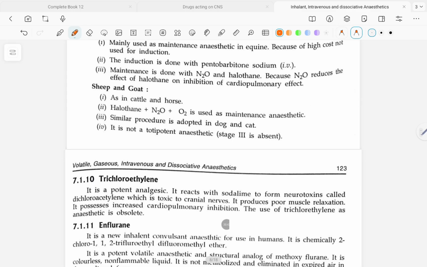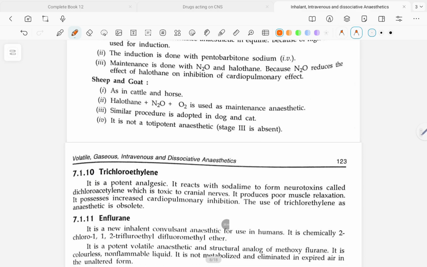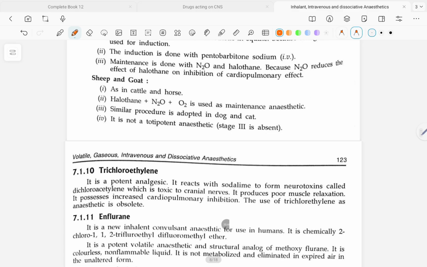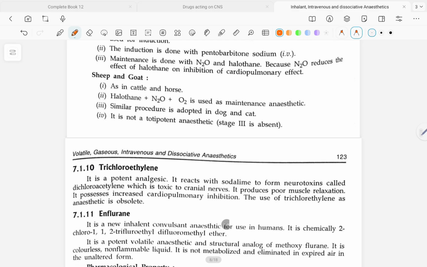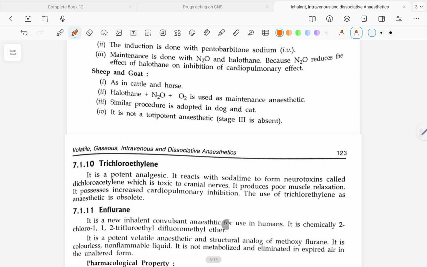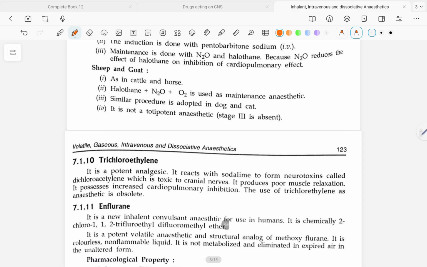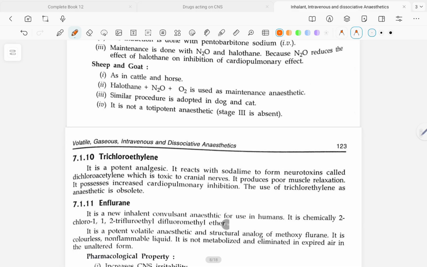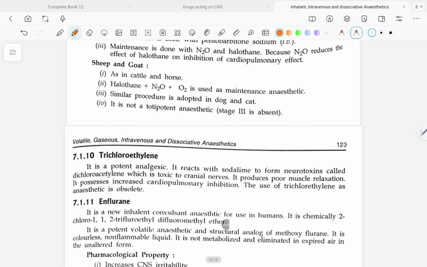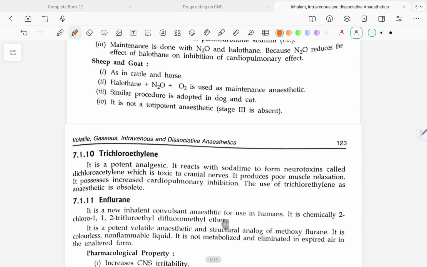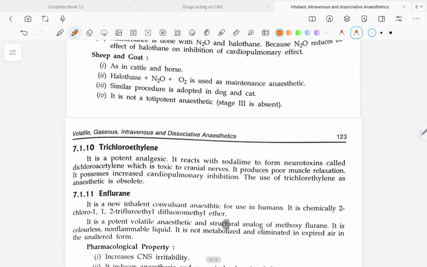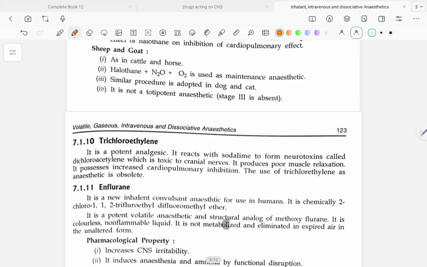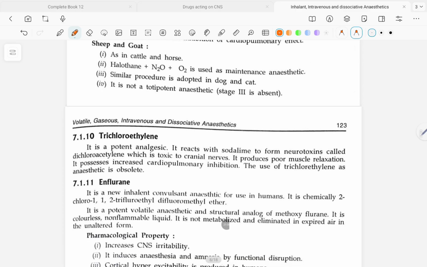pentobarbital sodium. Maintenance is done with N2O and halothane because N2O reduces the effect of halothane on cardiopulmonary inhibition. Sheep and goat: as in cattle and horse, halothane plus N2O plus O2 is used as maintenance anesthetic. Similar procedure is adopted in dog and cat. It is not a potent anesthetic. Stage thickening is absent.